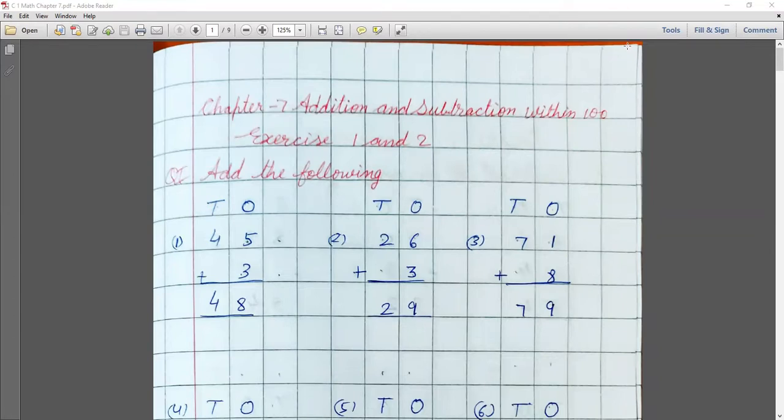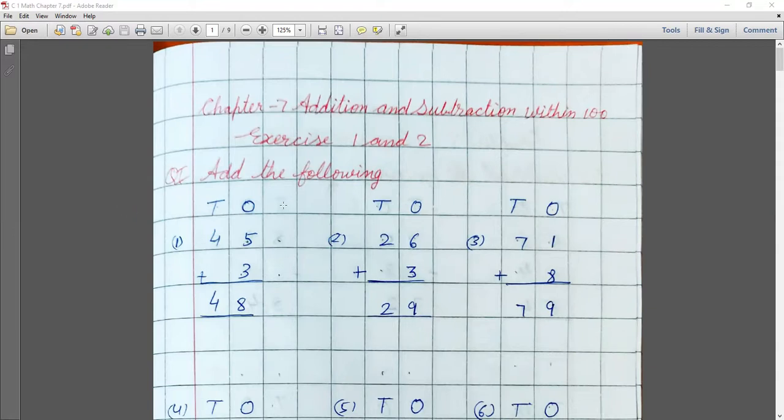Students, in our last videos, we did the book exercise of this chapter, chapter number 7, addition and subtraction within 100. Now, this time, we are going to start the copy work of this chapter. Okay, so let's start. And how should you write in your copies? You should write in your copies like this: Exercise number 1 and 2.